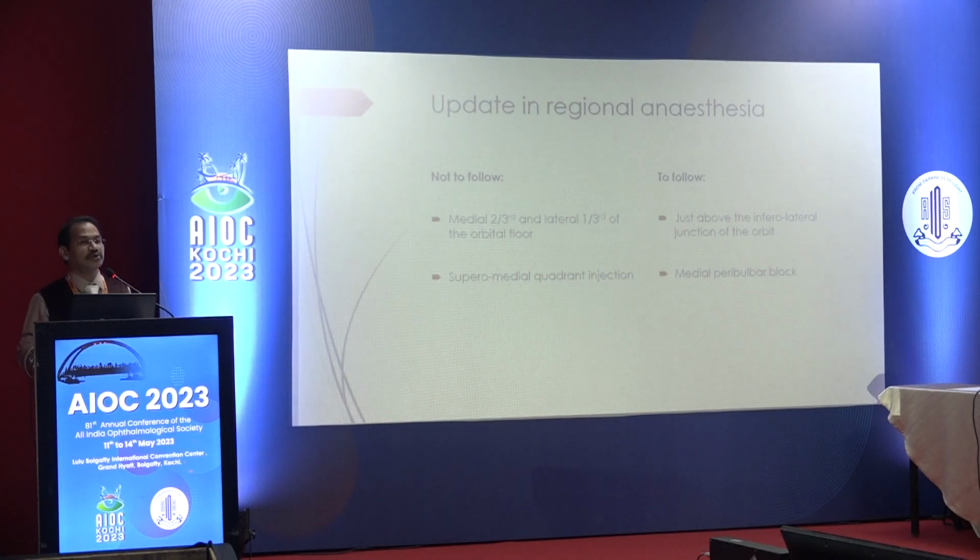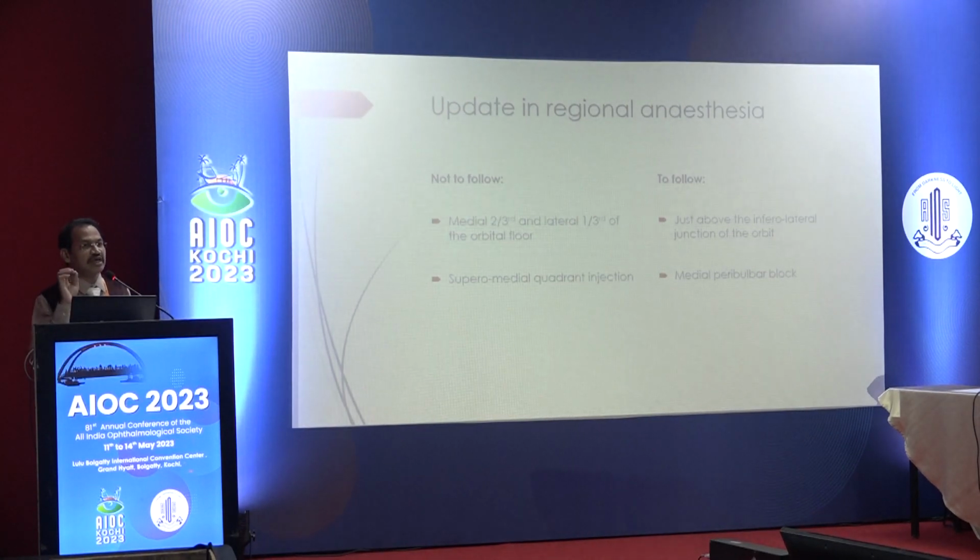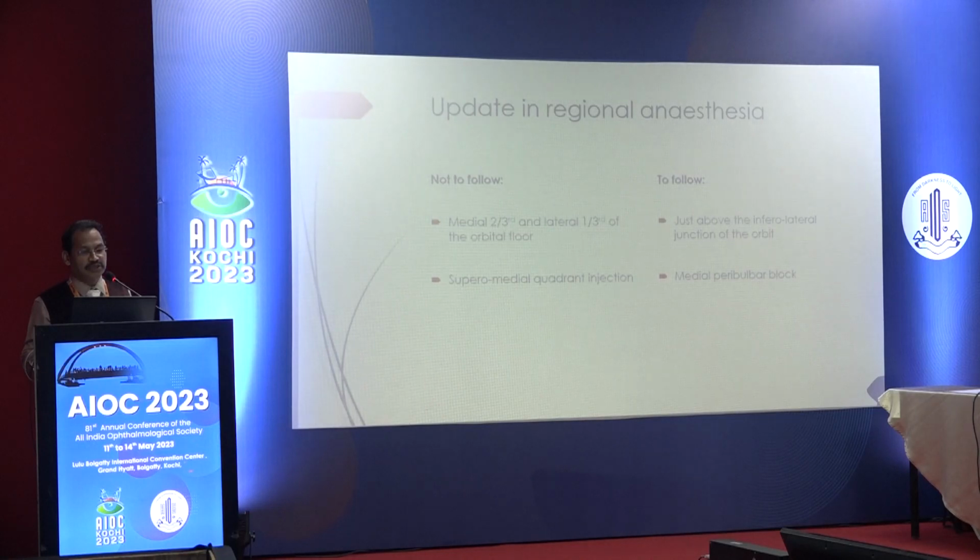The reason is that at the traditional site you can hit the extraocular muscles, resulting in muscle injury and myotoxicity later on. The other safe site for performing the supplementary block is medial peribulbar. Why not superomedial? The reason is that the space available there is the least, it is the most vascular, and many globe perforations can occur. So the safest site for the supplementary injection is the medial peribulbar block.